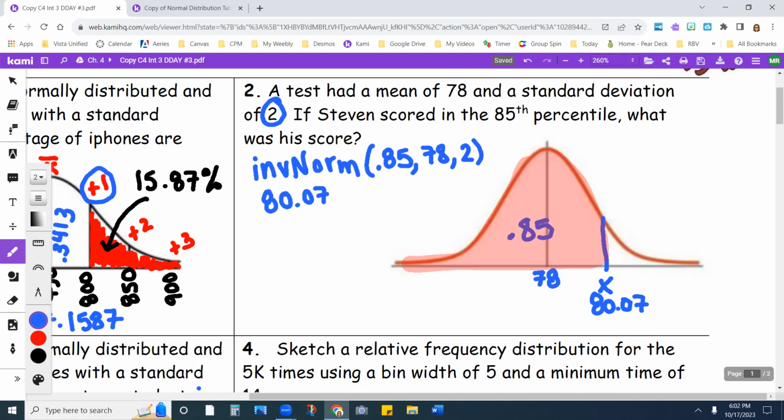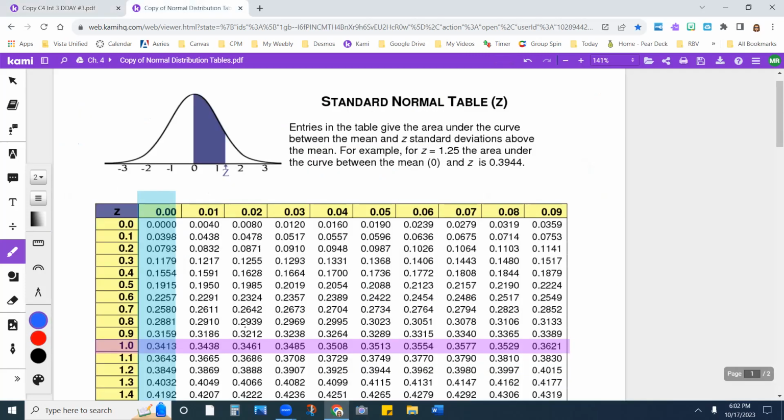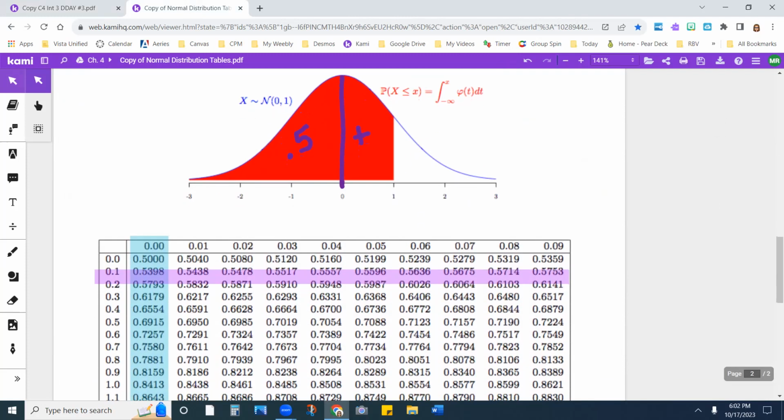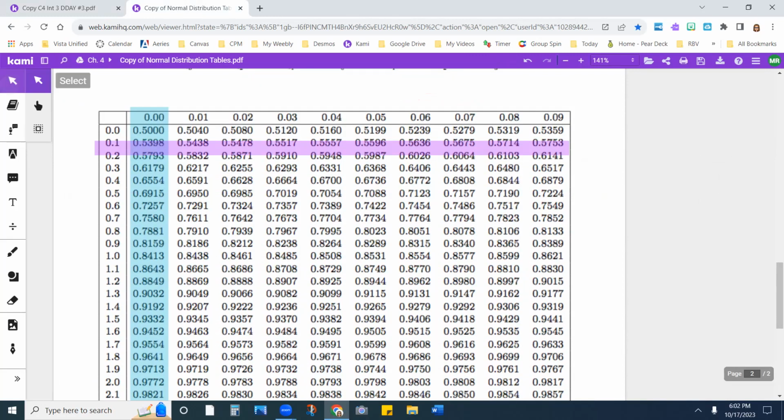Now, if we're doing this with the table, I'm going to look for this 0.85 on the table, but I'm looking for it in the columns. And I'm going to use the second one, because that's starting from the left all the way to the other side of the mean. So I'm looking for a 0.85.